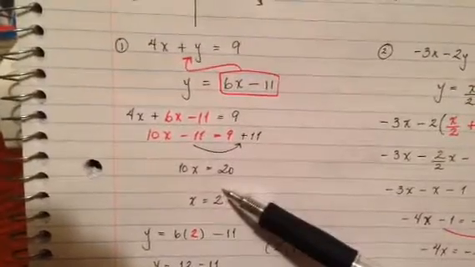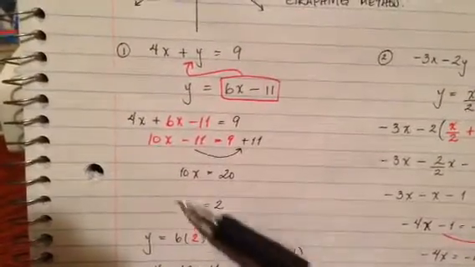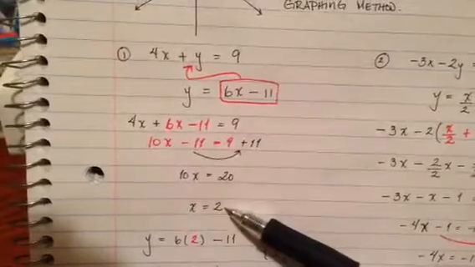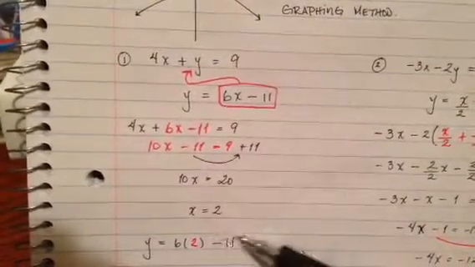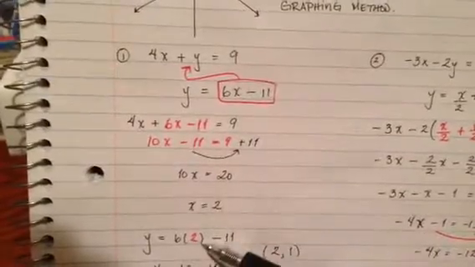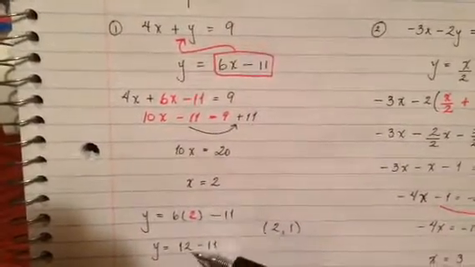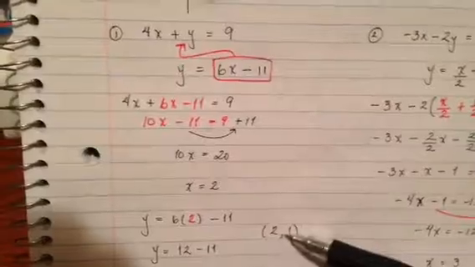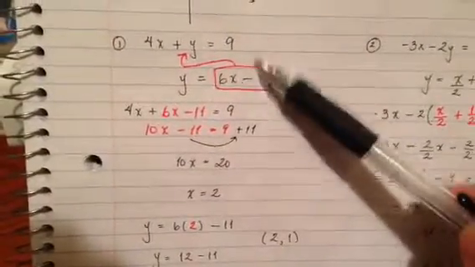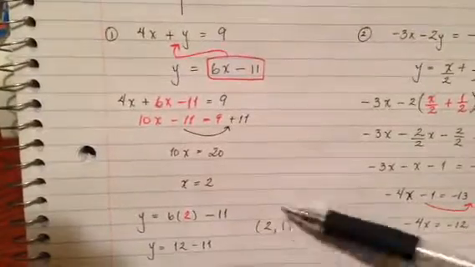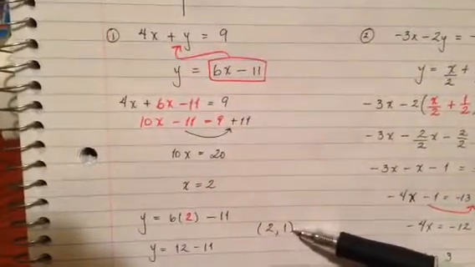Because a point consists of an x and a y, now we have to find the y. Now that you have x equals 2, I can plug it back in here. Plug the 2 into the x: 6 times 2 is 12, and 12 minus 11 is 1. And there you are. If I graph these two lines, they would intersect at 2, 1. Let's go ahead and do another one.